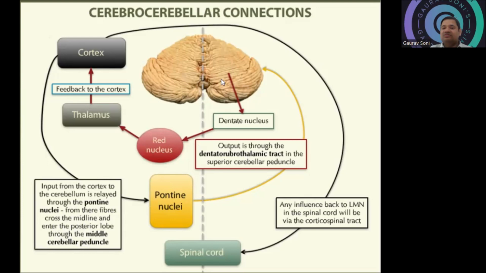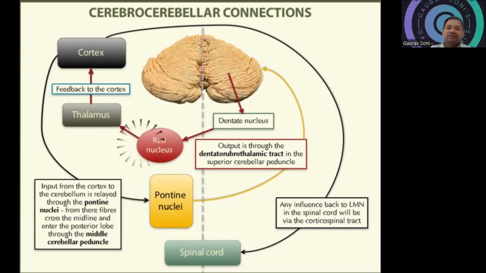Then from the dentate nucleus, whatever information was there, it will go to the red nucleus, to the thalamus, and feedback will be given to the cortex. Output is through the dentorubrothalamic tract in the superior cerebellar peduncle. So this type of loop will be via the superior cerebellar peduncle, and any influence back to lower motor neurons in the spinal cord will be via the corticospinal tract. Regarding tracts, we have already uploaded previous videos on how to understand them. So corticospinal will be a descending type of tract.